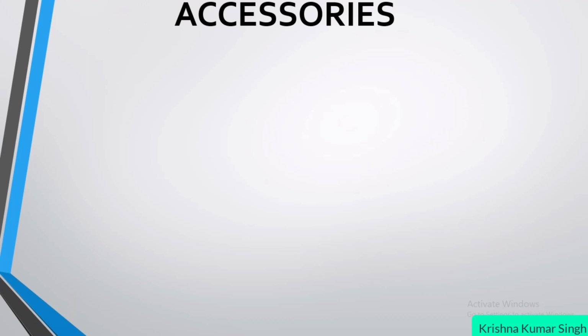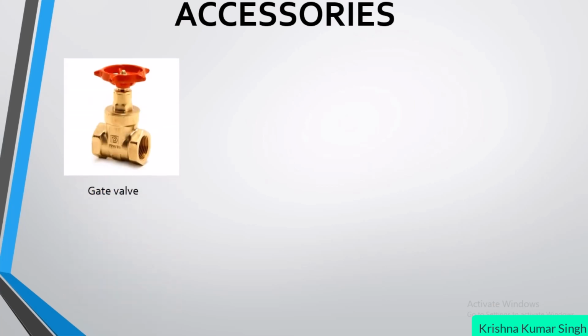Accessories are used, as I mentioned in my previous lecture, to reduce the incoming flow of water. So first we have a gate valve. Gate valve is used for open-close purposes. If you want to open the flow of water, you can fully open this valve, or if you fully close this valve, you can stop the incoming flow of water. So this accessory is used for fully open and fully closed conditions, right?